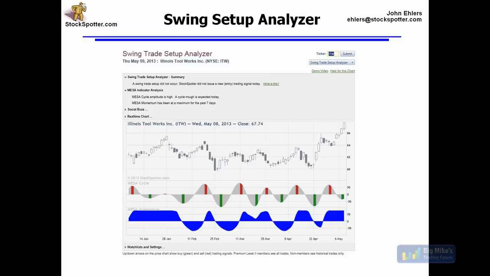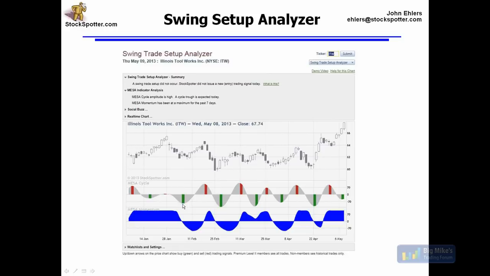So the swing setup goes like this. The cyclic trough is designated by a green bar. A cyclic high is designated by a red bar. And so you can see it swing back and forth. And further, notice that the momentum, like a lot of indicators, there's a lag between the bottom, the trough here, of the cycle indicator and the momentum indicator.